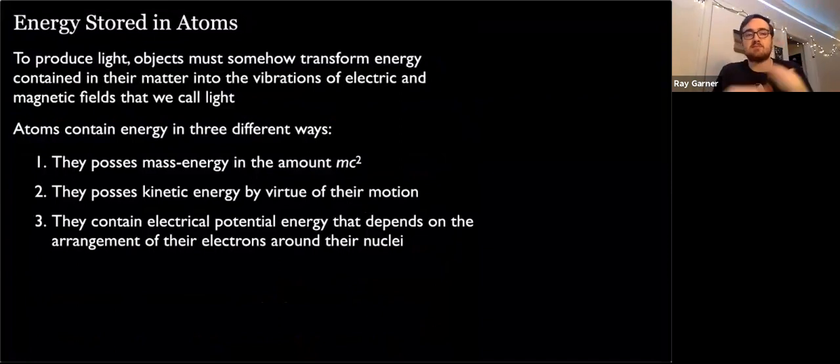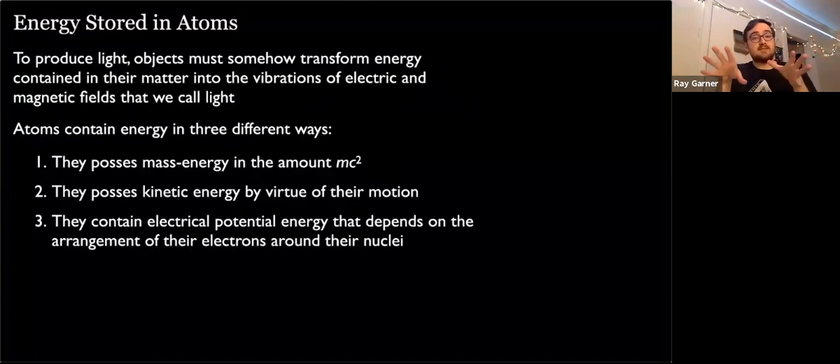What is producing that? So to produce light, objects must somehow transform energy contained in their matter into the vibrations of those electric and magnetic fields that we call light. So atoms contain energy in 3 different ways. They possess mass energy in the amount of mc squared. Remember, that's Einstein's thing. They are also moving around. So they've got kinetic energy just because they're moving around.